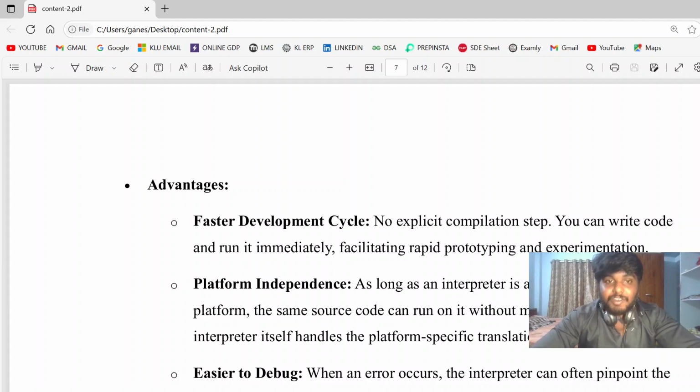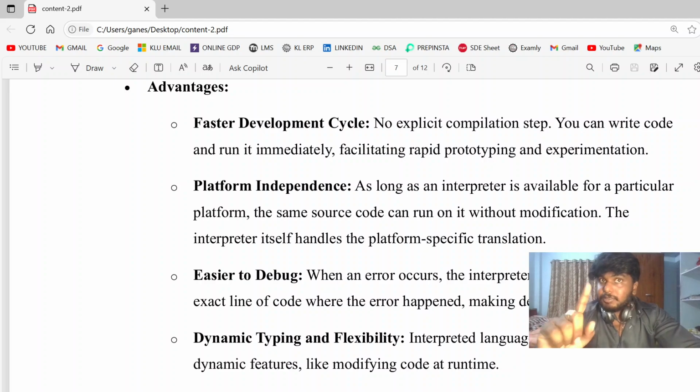Advantages: faster development, platform independence. Yes, platform independence, because as long as an interpreter is available for a particular platform, the same source code can run on it without modification, because it is not depending on the CPU architecture. Whereas in our C programming, during the phases of lexical analysis, semantic analysis, intermediate code generation and code execution before loading, we are communicating with the CPU architecture. So here there is no CPU architecture. Here we have an interpreter for every platform, the same interpreter.